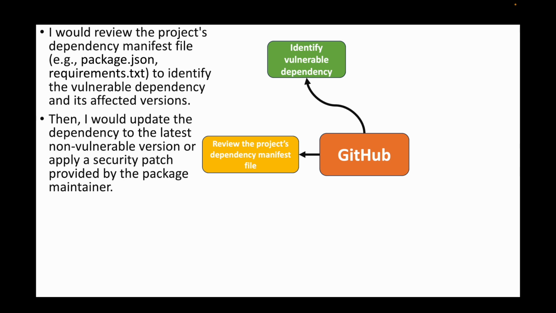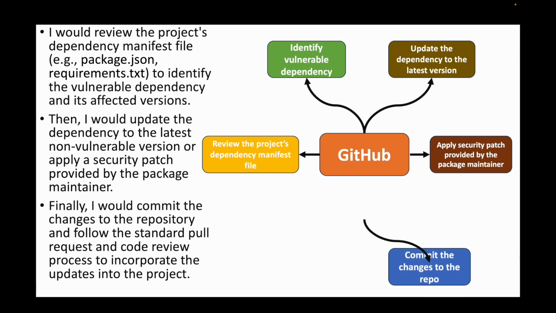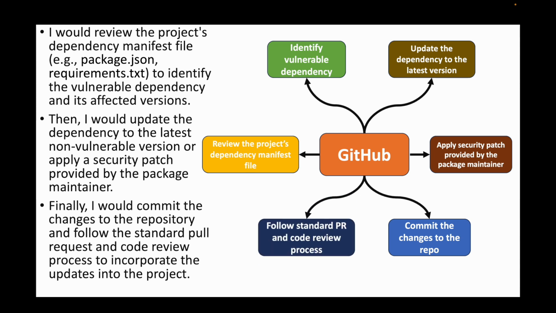Now, after that, once you have identified it, we will need to update the dependency to the latest version or to any non-vulnerable version, or also apply a security patch that is provided by the package maintainer, and then finally commit those changes to the repository and follow the standard pull request and code review process to update the dependencies into the project. So basically, first identify which dependency is having the vulnerability, update that dependency to the latest version, create a pull request to review those changes, and then merge those changes into your repository.